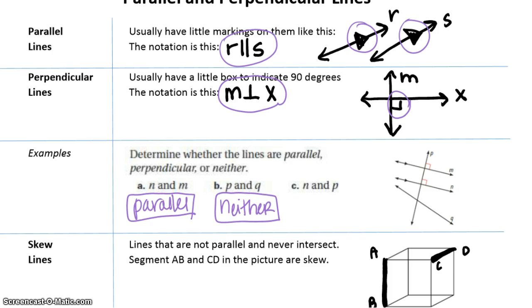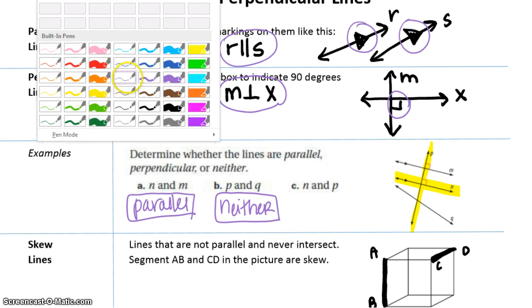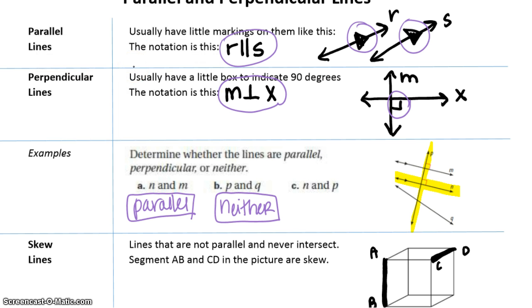So let's look at C. We have line N and we have line P. So N and P. Now these two lines do intersect, and if two lines do intersect, then they cannot be parallel. They cannot be parallel. And do they intersect at a 90-degree angle? Well, I see this little box here where these two lines intersect, and that little box means 90 degrees. So yeah, these two lines intersect at a 90-degree angle, so that means those two lines are perpendicular.